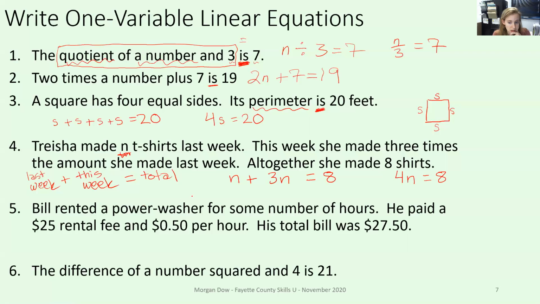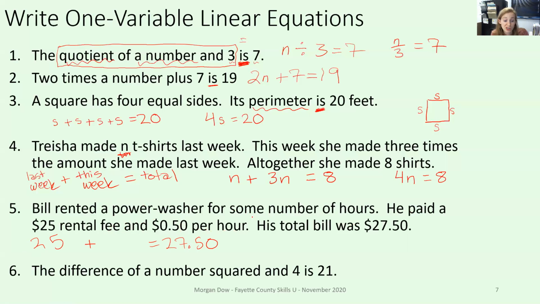So let's see. His total bill was $27.50. So I'm going to put that total over here on one side. He's got to pay that $25 rental fee no matter what, right? The $25 rental fee is not dependent on how many hours he has it for. He just has to pay the $25 rental fee. That's kind of the starting amount or the initial fee. And then it's 50 cents per hour.